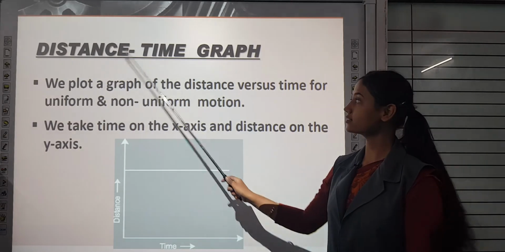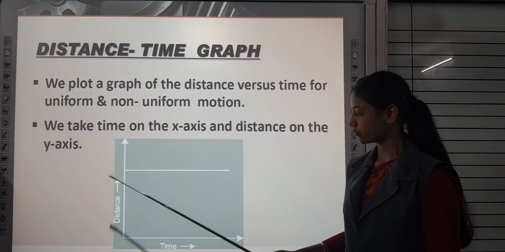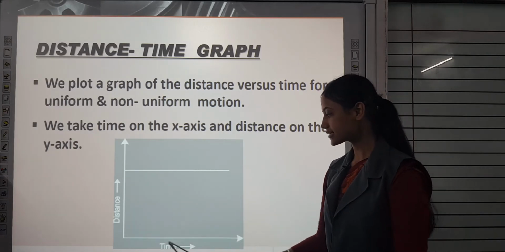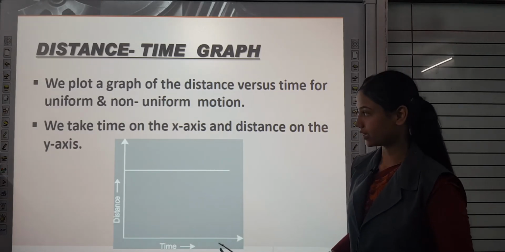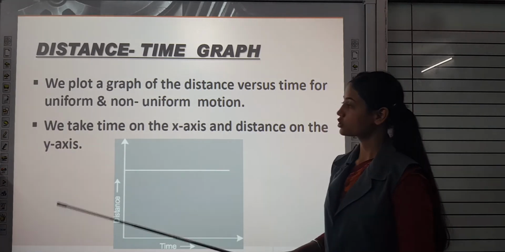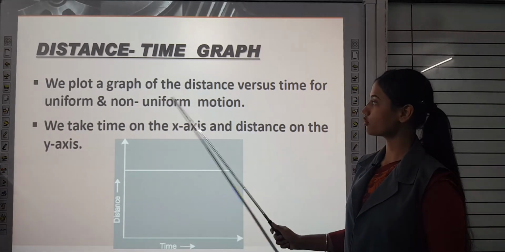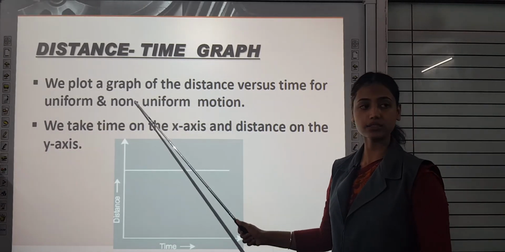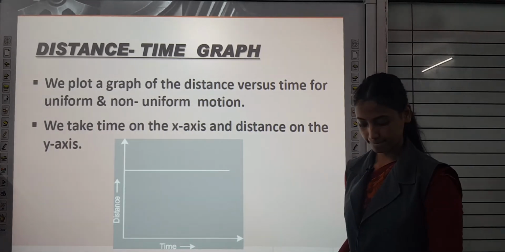Now the distance time graph. We have taken two axes, x and y axis. On the x axis we take time and on the y axis we take distance. So we plot a graph of distance versus time for both uniform and non-uniform motion.